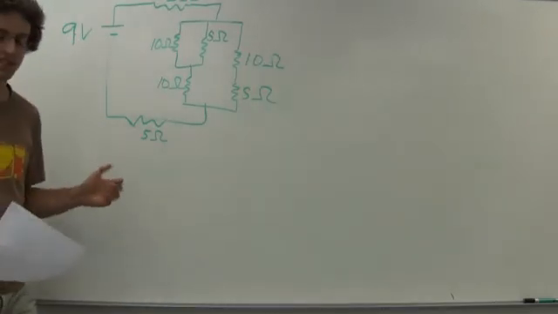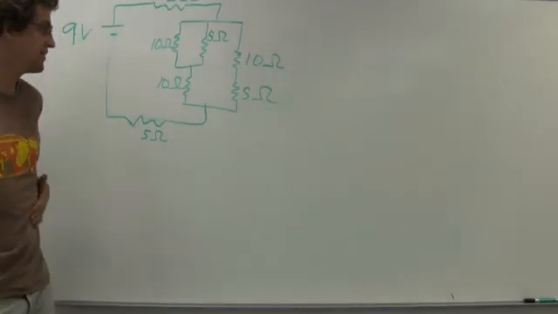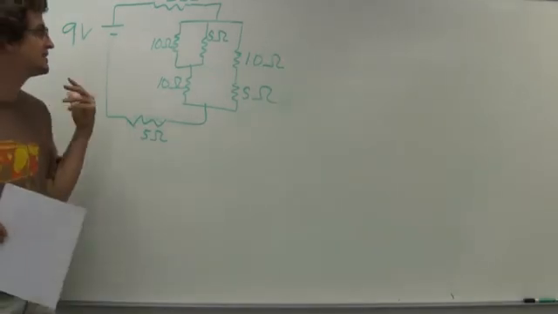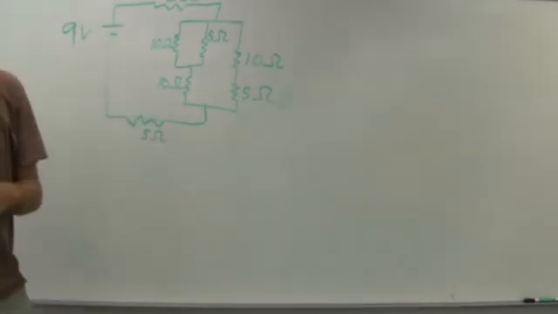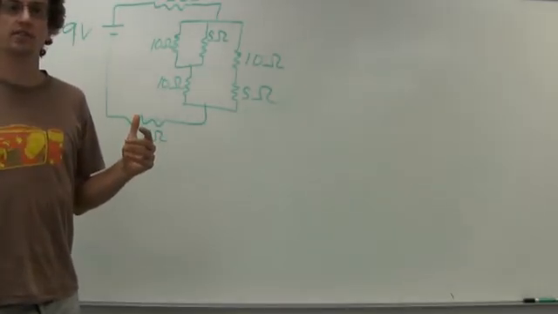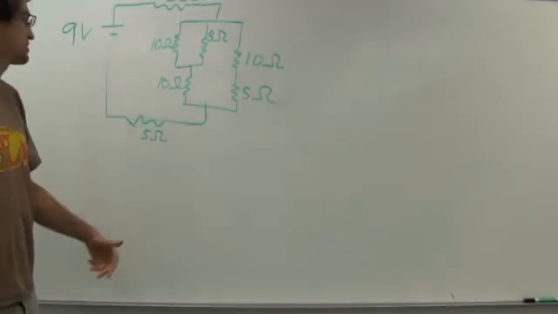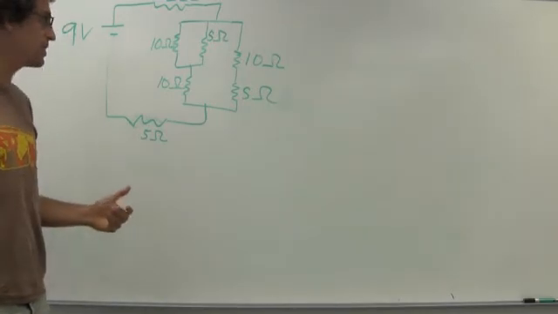Alright, this is a fairly complicated circuit problem, about as difficult as they get. Essentially, we're going to analyze this entire circuit. We're going to figure out everything about every one of the resistors. So it's going to be pretty complicated. It's going to be kind of a long one, so bear with me.